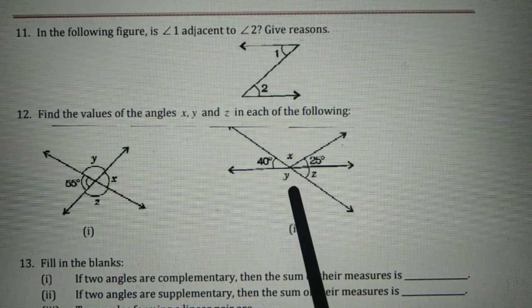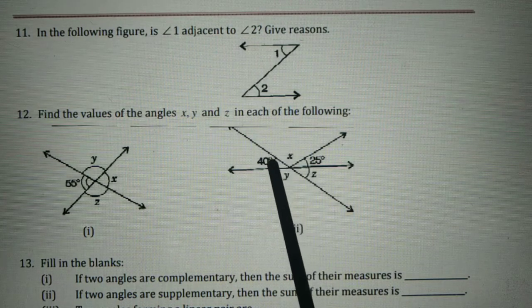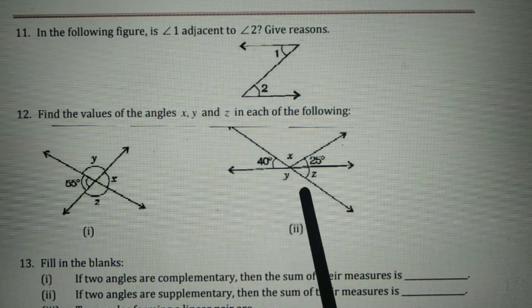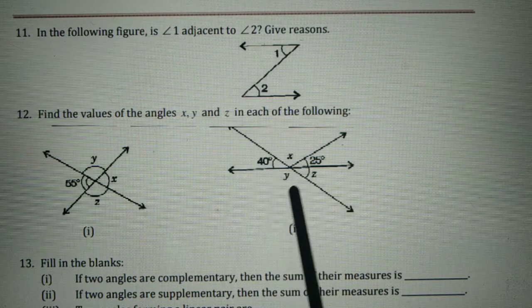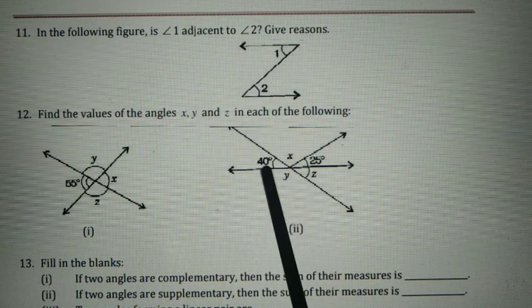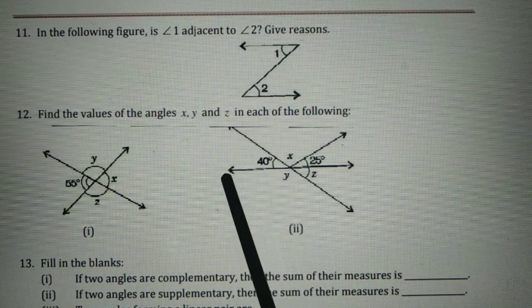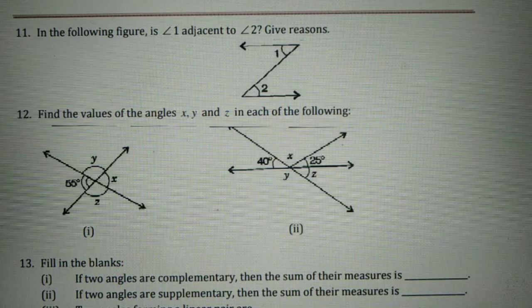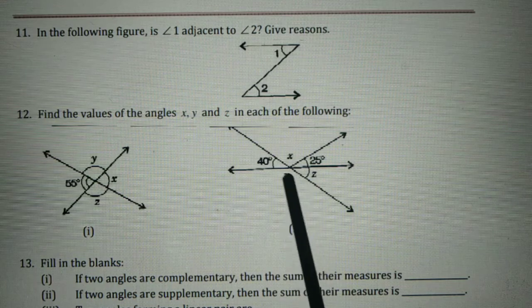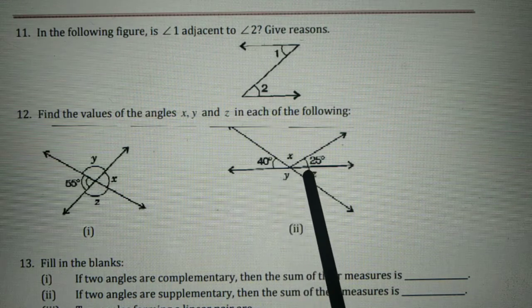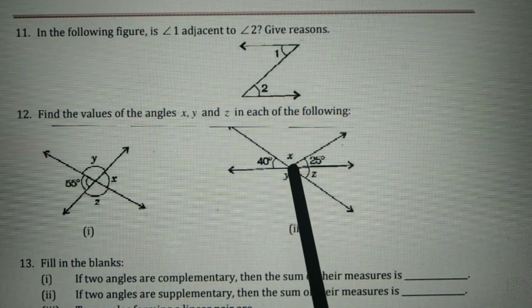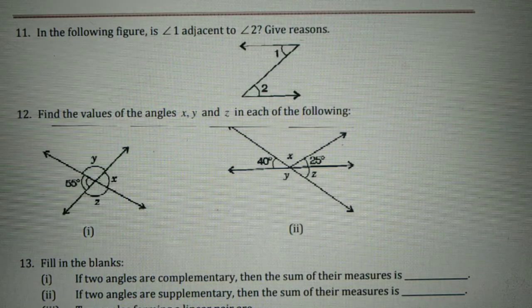Now what about y? Now you can see here y and 40 are on one line, that is a straight line. So together they make a total angle of 180 degrees. Now they are adjacent angles because there is one common ray between them. Next, when we find out y, what about z then? You can see y and z also make a linear pair with a common arm between them.